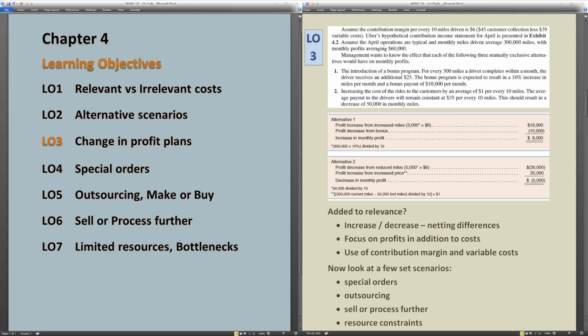From here, learning objectives 1, 2, and 3 are kind of building up the process of how to do differential analysis. And now what we're going to do is apply it to 4 situations: special orders, outsourcing, sell. Normally we say sell as is or process further, but this textbook says sell or process further, and then limited resources.